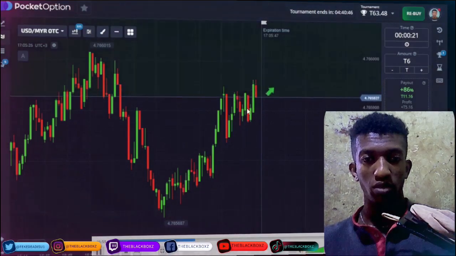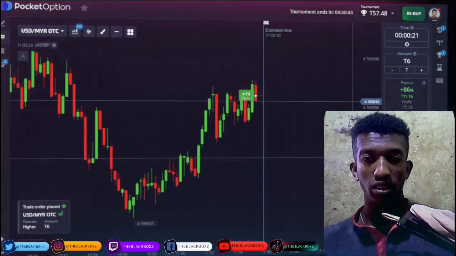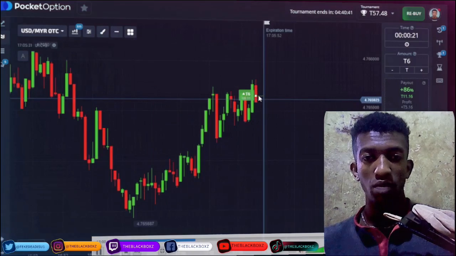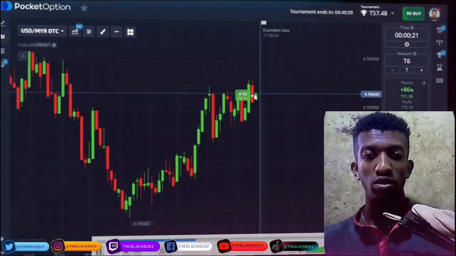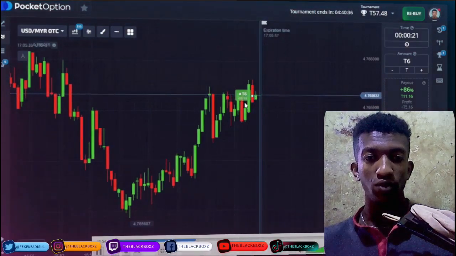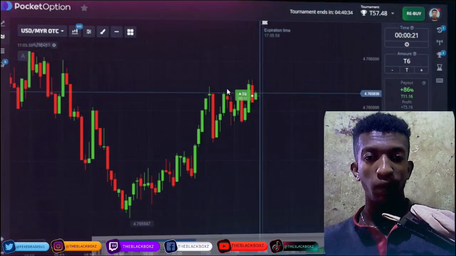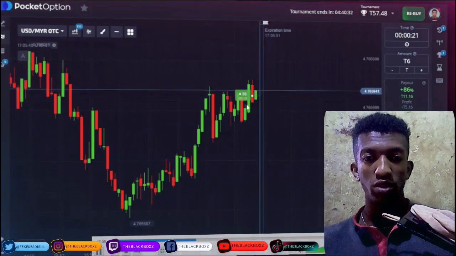Yes, this is the black box right here. So as you can see, I entered on the most highest probable using the second model. So this thing should move up now if we are bullish. Okay, so you can see this is a black box right here.